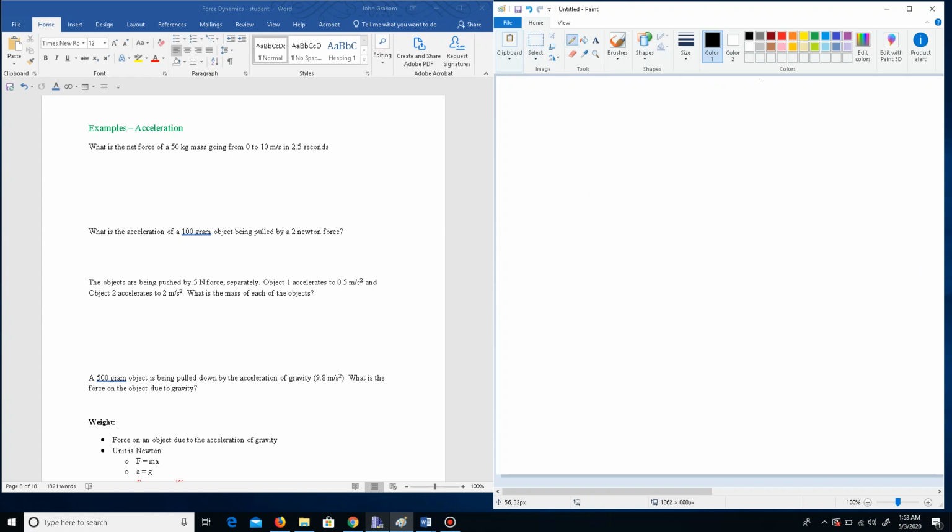Next problem. We have a 500 gram object. I don't know why I wrote A. It is being pulled down by the acceleration of gravity, which is 9.8 meters per second squared. What is the force on the object due to gravity? So the net force equals 0.5 kilograms times 9.8, which is going to be 4.9 newtons.